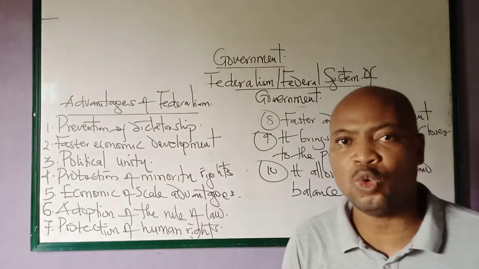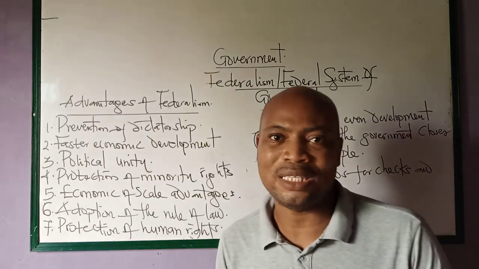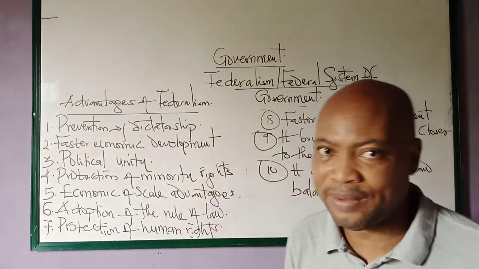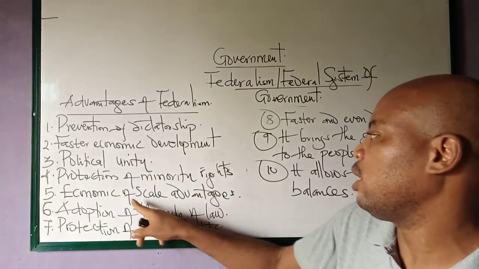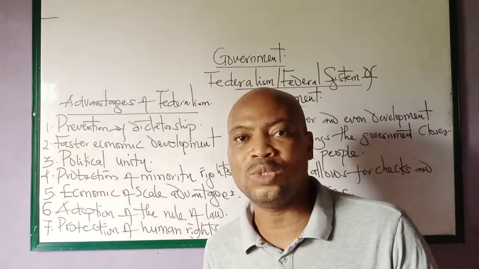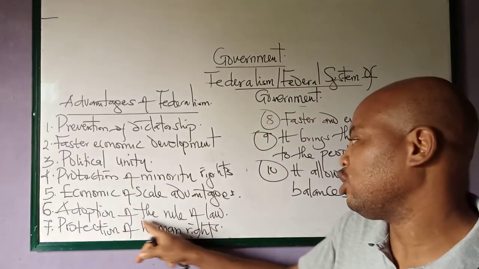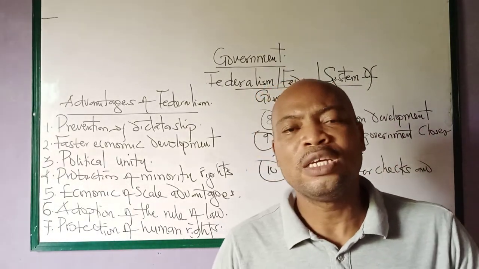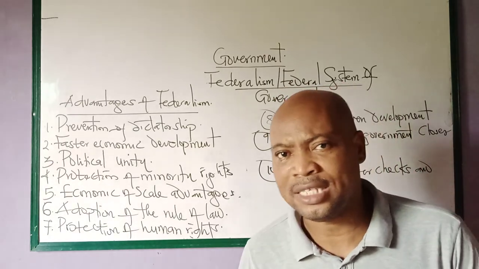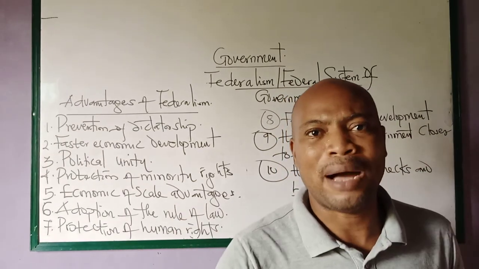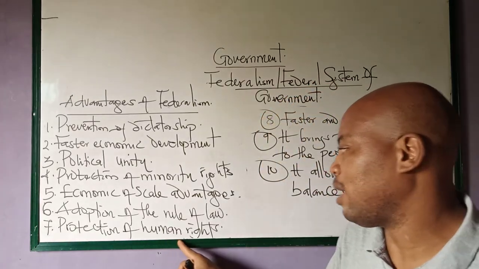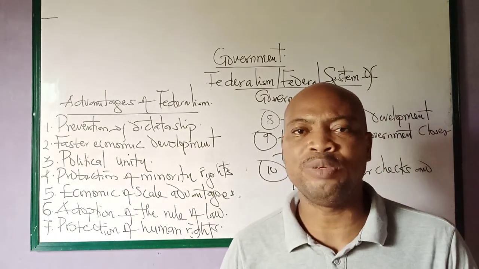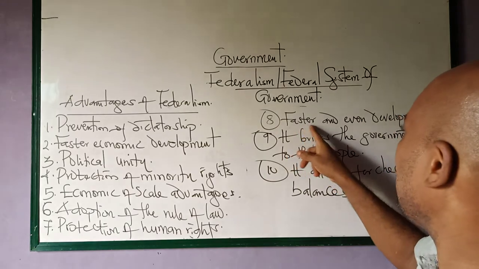And there's always what we call political unity, because diverse interest groups are protected at the end of the day. Then protection of minority rights, we mentioned that one. Then number 5, we mentioned that one also, economic of scale advantage. That is, the country will produce goods and services on a larger scale. The adoption of the rule of law. Under a federal system of government, the rule of law is always what predominates, because the government, whether the central or the state or the component units, they are deriving their power from the constitution. The protection of minority rights is possible because of the independence of the judiciary and the supremacy of the constitution.